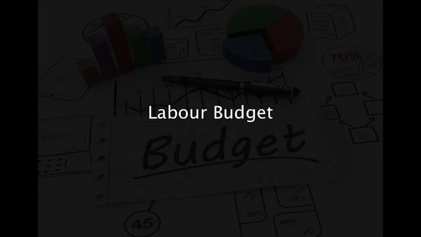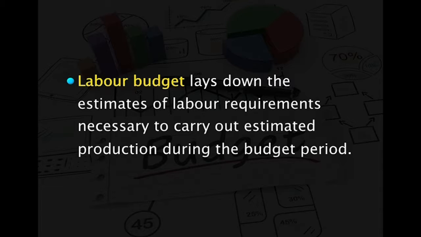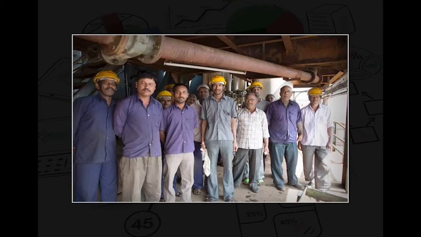Labor budget. Labor budget lays down the estimates of labor requirements necessary to carry out estimated production during the budget period. It may include both direct and indirect labor requirements. In some cases, indirect labor requirements may be shown in the manufacturing expenses budget instead of labor budget.